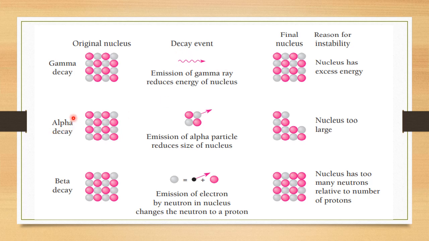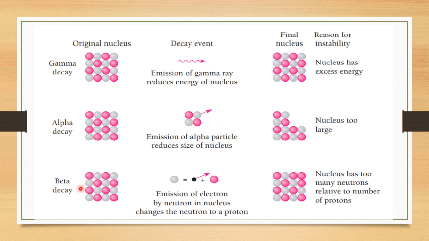Right? Now the second is alpha decay. You have this original nucleus. Here we have an emission of an alpha particle. It reduces the size. Here 2 protons and 2 neutrons are there. So this is the final nucleus. So the size is reduced. The reason for instability was that the nucleus was too large. So it emits an alpha particle radiation.